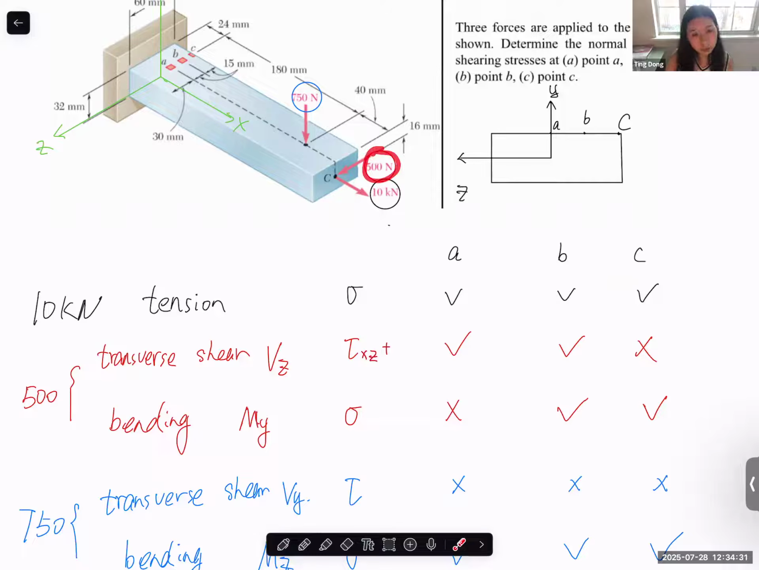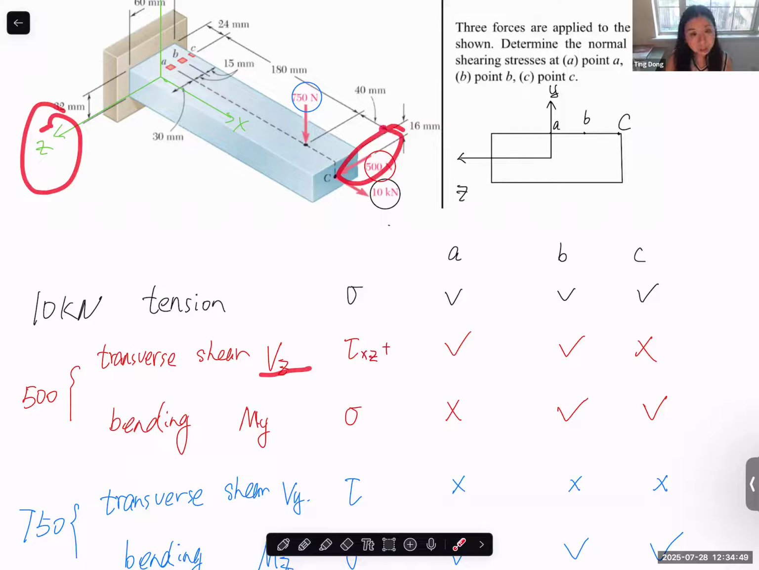So this 500, of course, will generate a transverse shear. This is if you are considering this plane. This is a transverse force, right? So it has transverse shear in the Z direction.